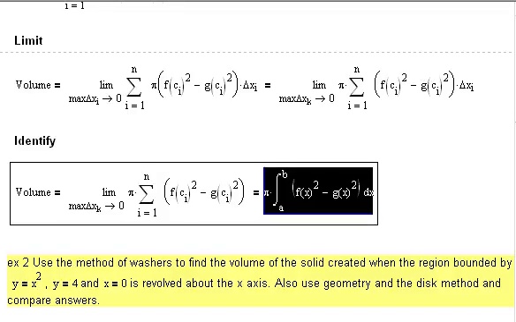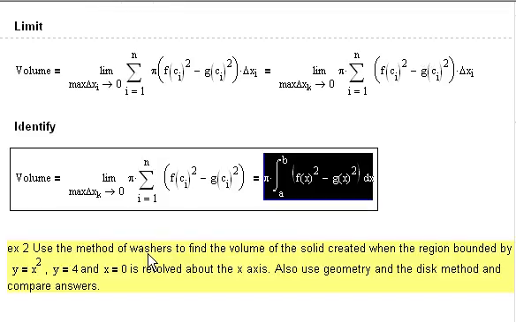So here's a very cool problem. Use the method of washers to find the volume of the solid created when the region bounded by y equals x squared, a parabola, y equals 4, a horizontal line, and x equals 0 is rotated or revolved about the x-axis. Also use geometry and the disk method and compare answers.